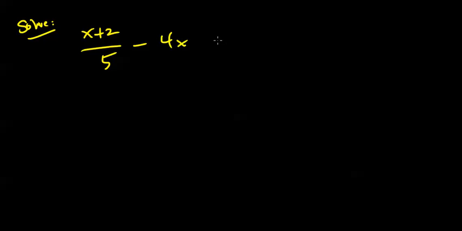Let's see. What next? How about this? Solve the following equation: x plus 2 over 5 minus 4x equals 8 over 5 minus x plus 9 over 2. And this pretty much represents the upper limit of difficulty for this section.